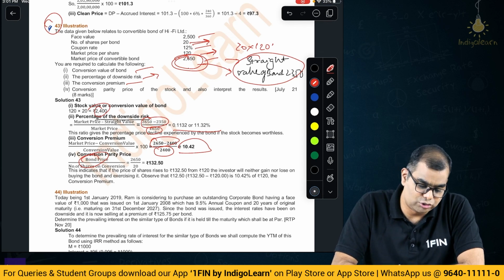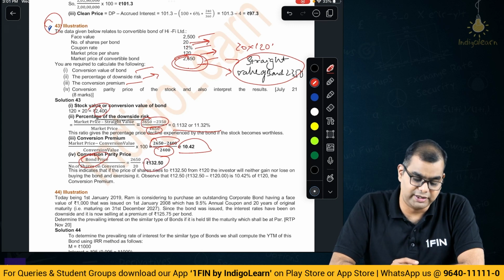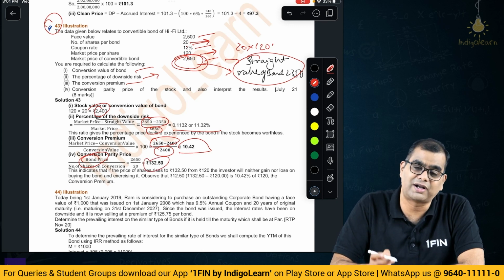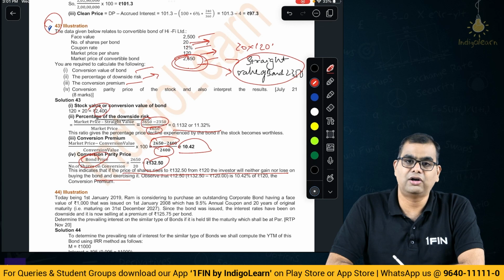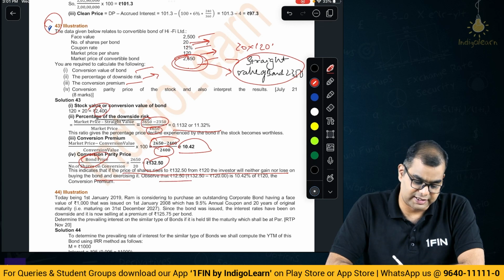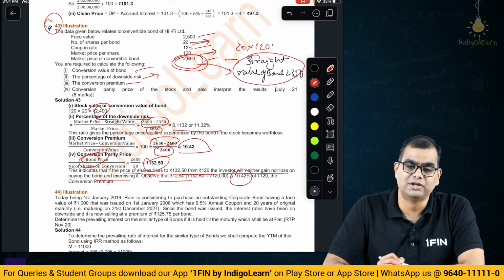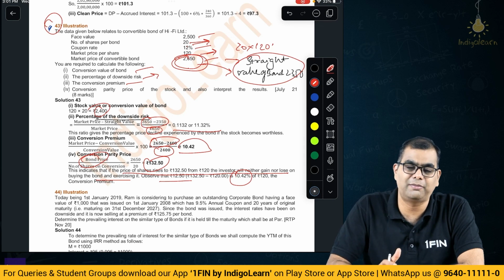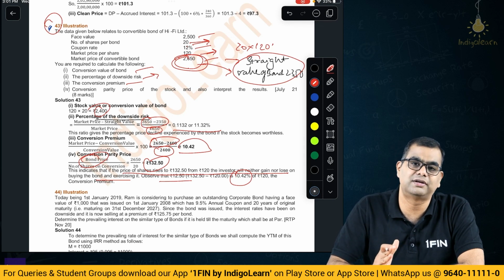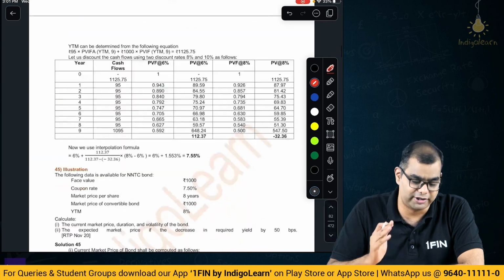Justified means if you do 2650 divided by the number of shares per bond, which is 20, you will get 132.5. So if the current market price of the equity share is 132.5, then the investor will neither gain nor lose on buying the bond and exercising it. Observe that 12.5, that is 132.5 minus 120, is 10.42% of 120. So basically, this is the price at which it makes no difference whether you keep the bond or exercise the conversion option by converting the bond into equity.